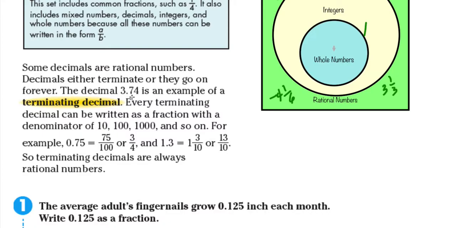The decimal 3.74 is an example of a terminating decimal. Every terminating decimal can be written as a fraction with a denominator of 10, 100, 1000, and so on. For example, 0.75 is 75 over 100, or 3/4. 1.3, I'm sorry, is 1 3/10, or 13 over 10. So terminating decimals are always rational numbers.